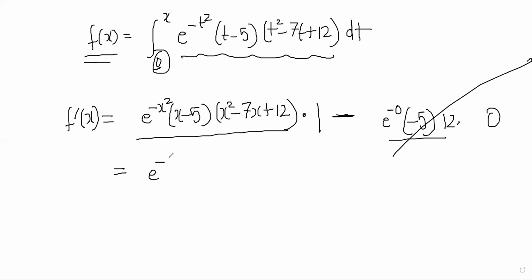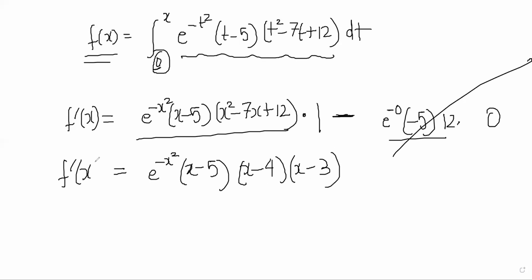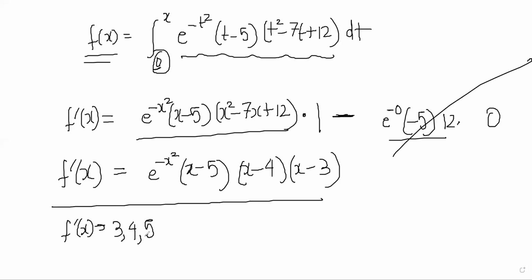Like f dash x has come as this, and this can be factorized. It is x minus 4, x minus 3. And now obviously you can say things about f dash x. You can say f dash x vanishes at the points 3, 4, and 5, right? You can say it will increase when this part is positive because this is anyway positive. So it will increase or decrease depending on which range you are in. You can do a wavy curve and figure out when this is positive or negative, basically.